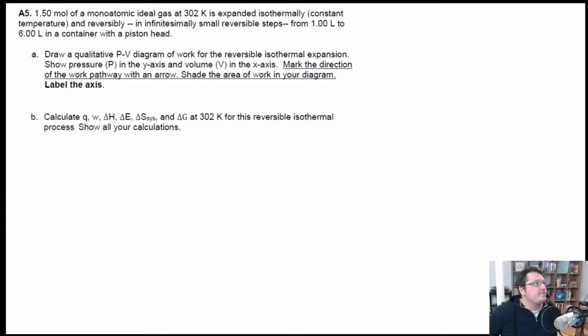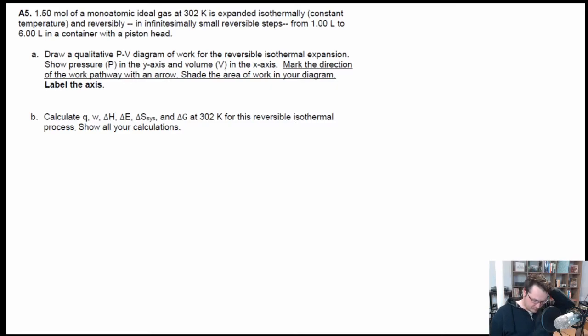All right, so A5, right? If we read through the problem, we're looking at the isothermal expansion of a monoatomic ideal gas at 302 Kelvin. It's going to be 1.5 moles, and it's going to be reversible. We're going from 1 liter to 6 liters in a system. What we're being asked to calculate is Q, W, delta H, delta E, delta S of the system, and delta G.